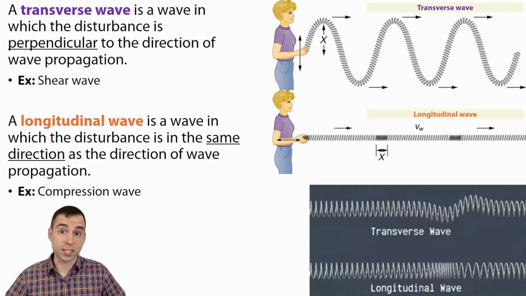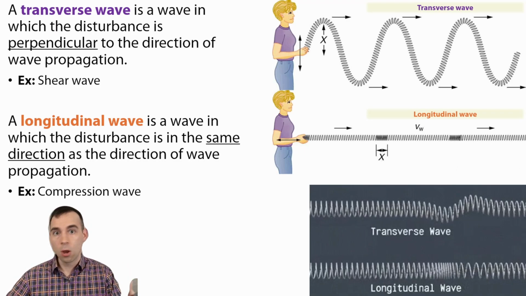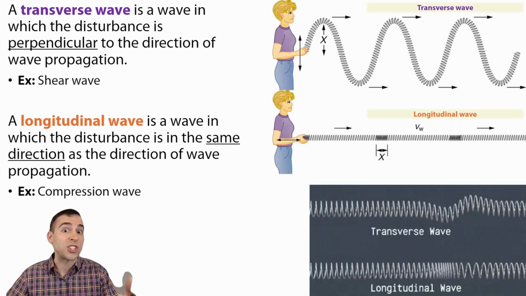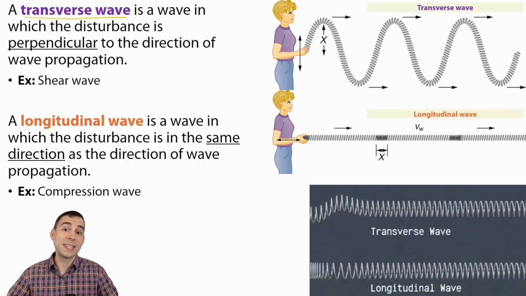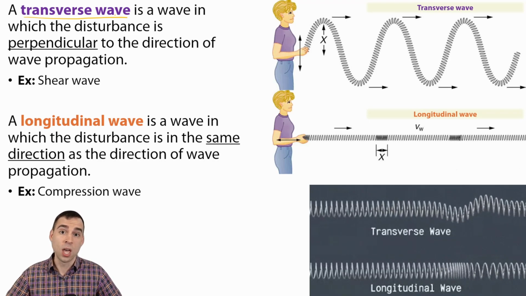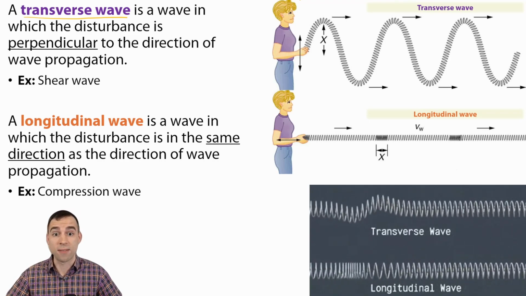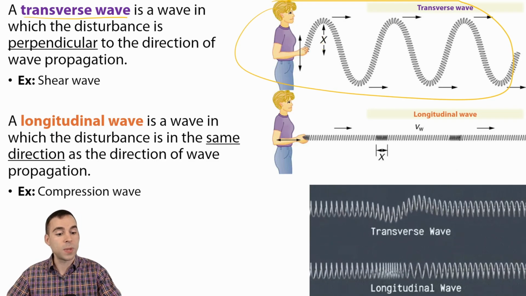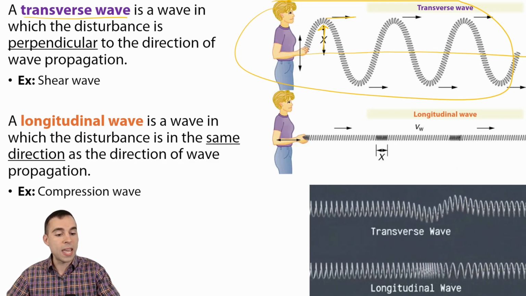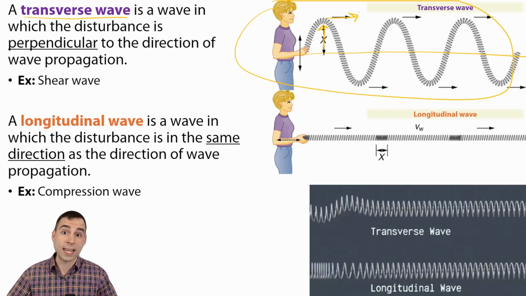Within the different classifications of waves, it's possible for the displacement of the wave to either be perpendicular or parallel to the direction of propagation, the direction that the wave is traveling in. If the displacement is perpendicular to the direction of propagation, we call that a transverse wave, as you can see shown in the top diagram right here. The displacement is vertical from the equilibrium position, but the wave is traveling to the right.